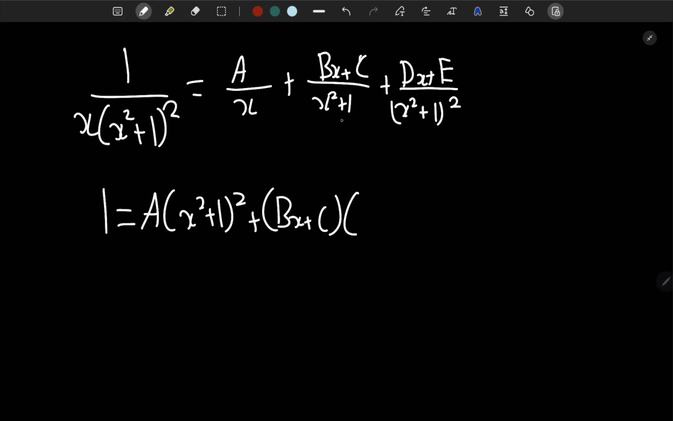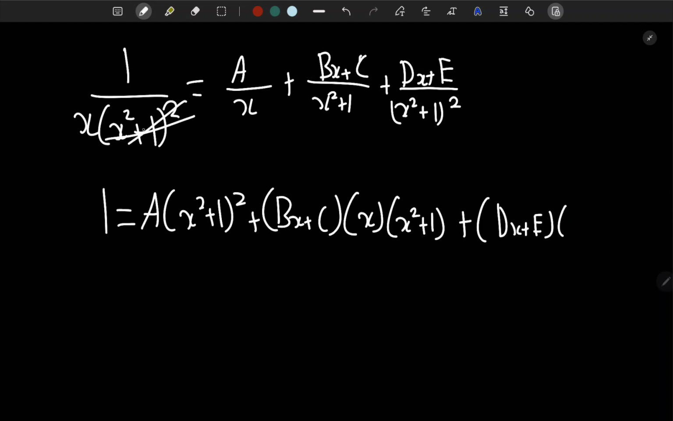Now we need to cover x squared plus 1, so we'll be left with x here, first step, and we will be left with 1 of x squared plus 1, plus now we have Dx plus E into, now we need to cover x squared plus 1 squared, so we'll only be left with x now.